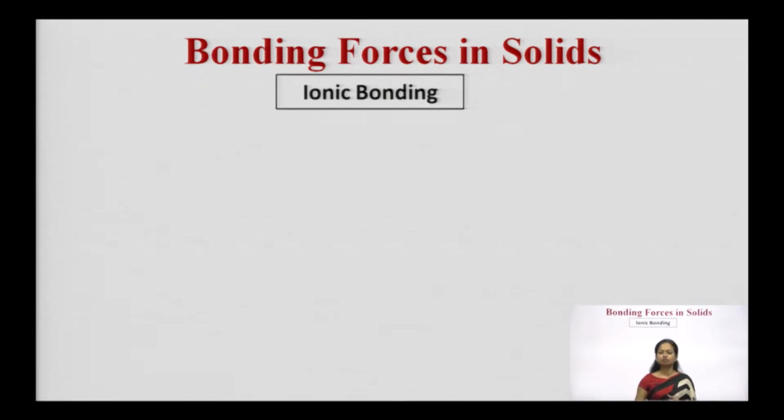There are three types of bonding forces. First is ionic bonding, second is covalent bonding, third is metallic bonding, and all these three types of bonding you must have studied in your schools. But let us revise it because it would be helpful to understand the further things.